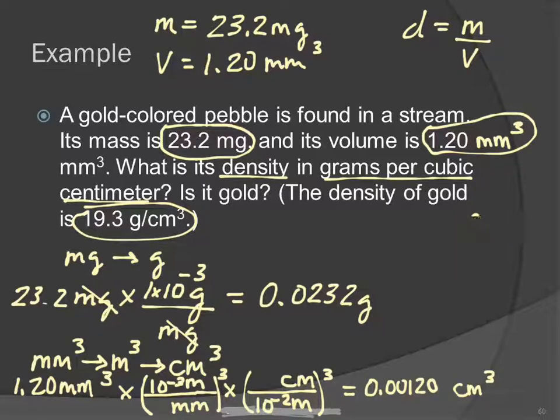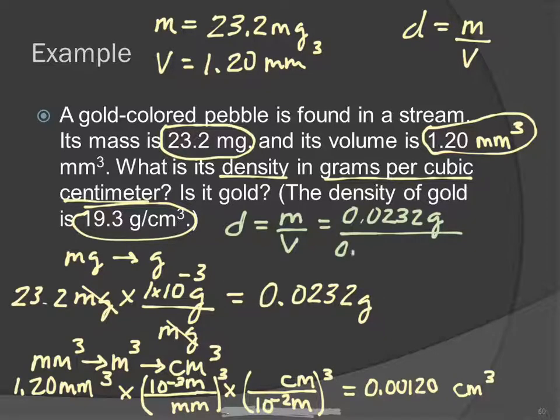Okay, so let's make some space here. We'll do this in a different color because this slide gets kind of cluttered up. So we were trying to find the density. And the density is mass divided by volume. And it doesn't really look like much of a different color, does it? Oh well. So the mass is 0.0232 grams. Always write the units. And the volume is 0.00120 cubic centimeters.